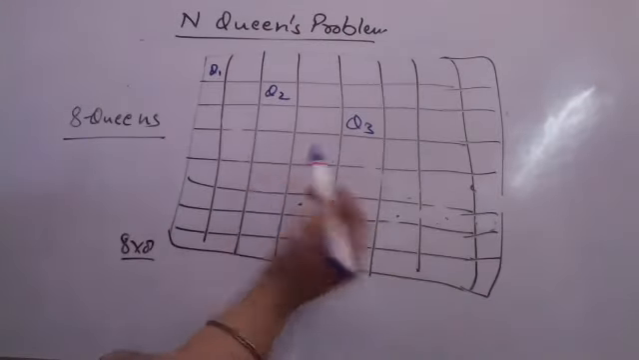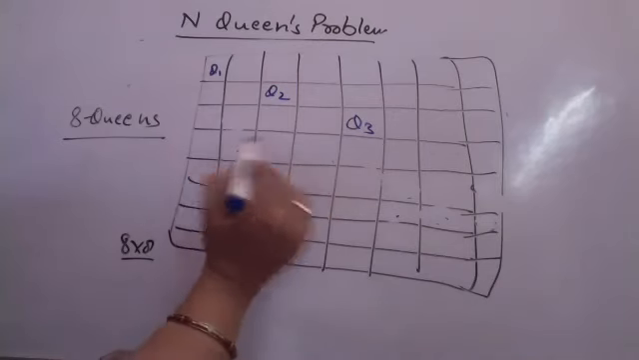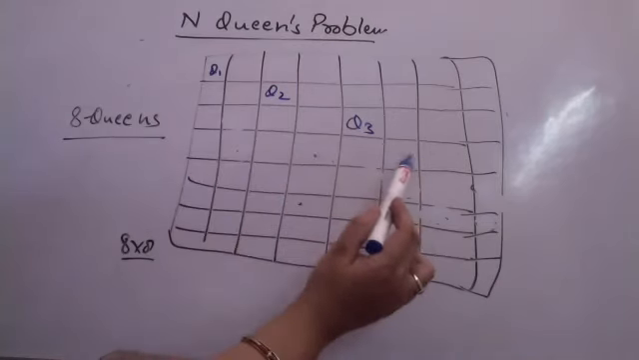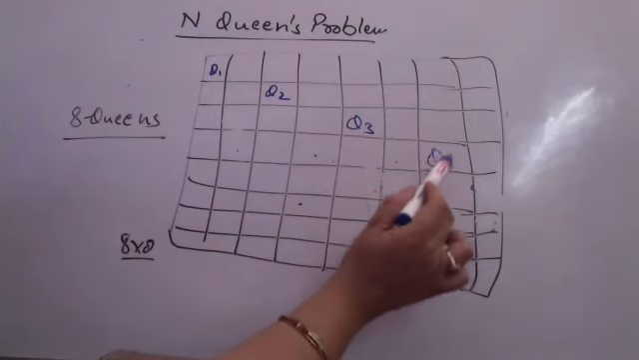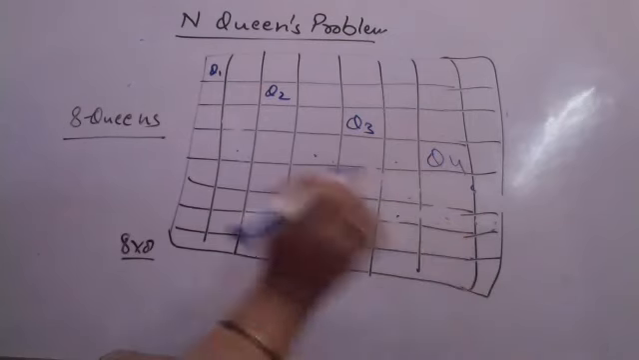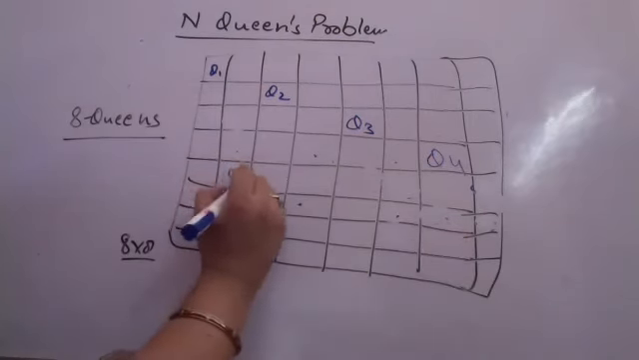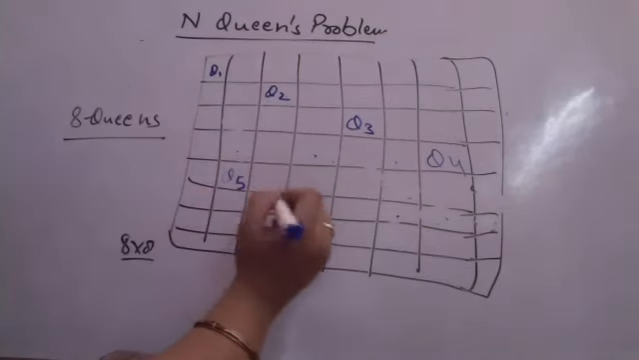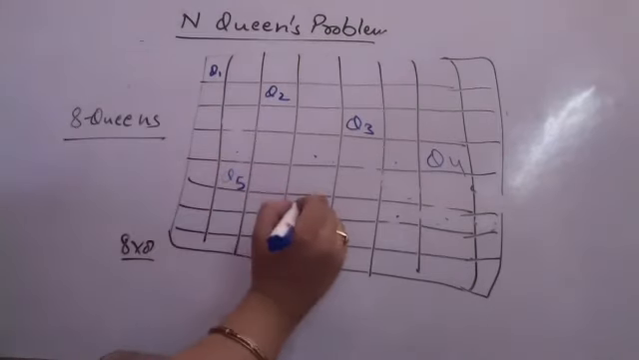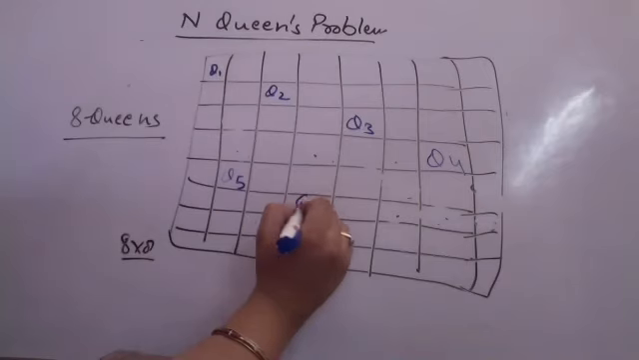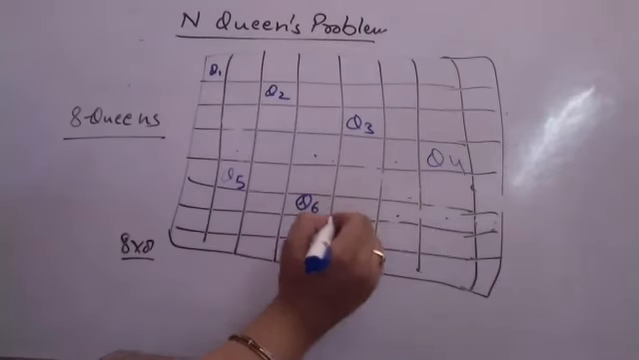Try changing position of queen 4. It is not possible here. I put queen 4 in the 7th column. Now try putting queen 5. It can be put in the 2nd column. Putting queen 6, it can be safely put here in the 4th column.